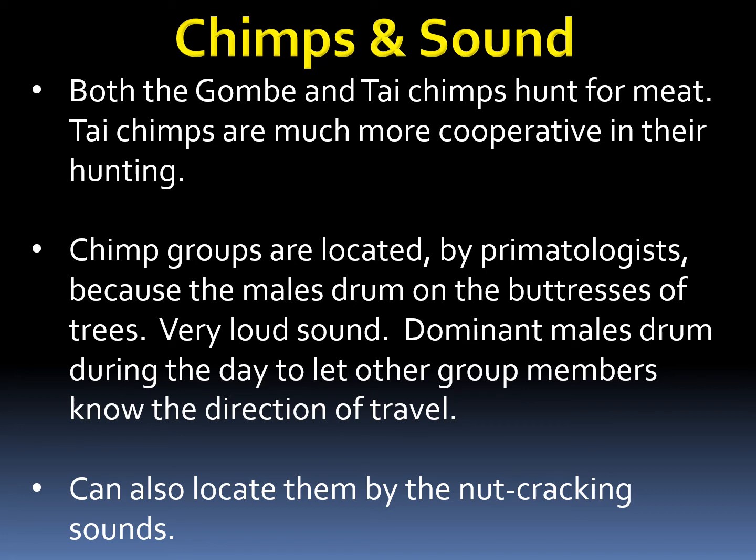The Thai chimps are much more cooperative in their hunting than the Gombe chimps, and chimp groups are located by primatologists because the males will actually drum on the bottoms, or what we call the buttresses, of trees, which is a very, very loud sound. The dominant males will drum during the day to let the other group members know which direction the group is traveling as a whole, because most primate groups don't pick an area and just hang out all day.